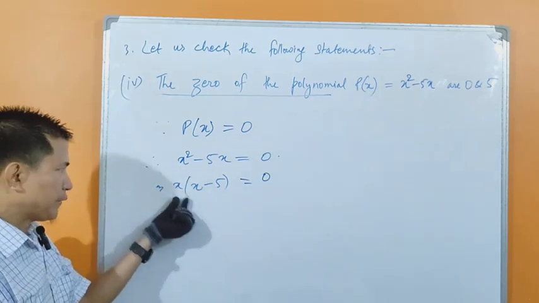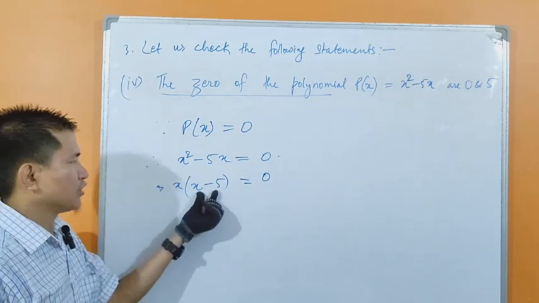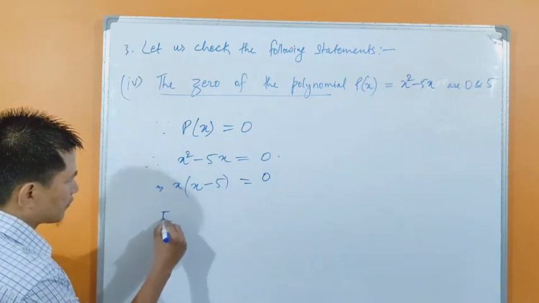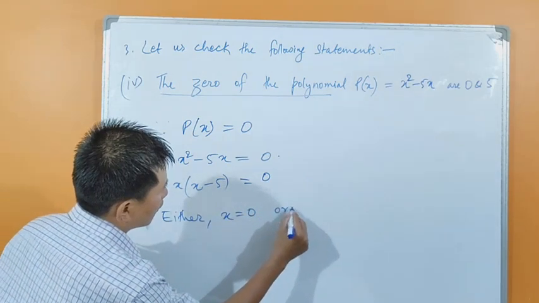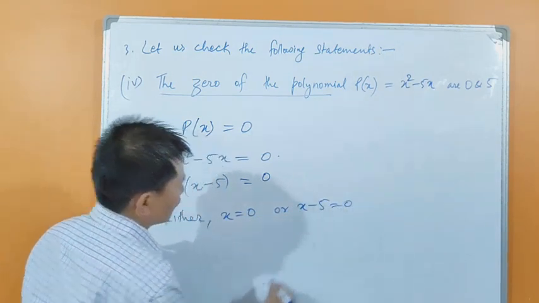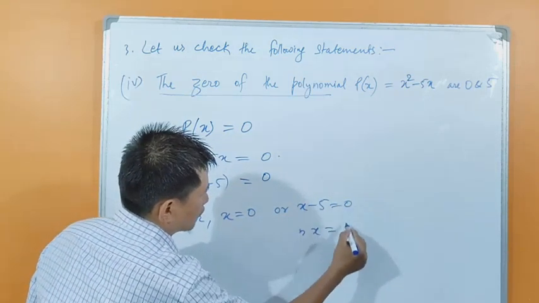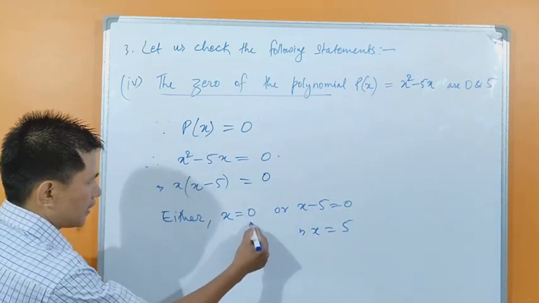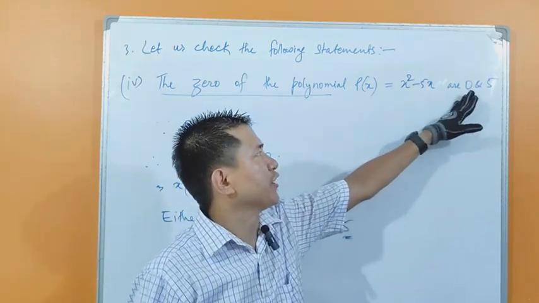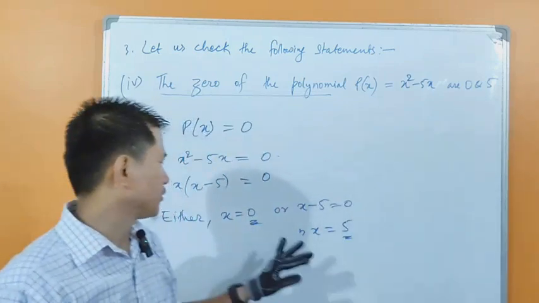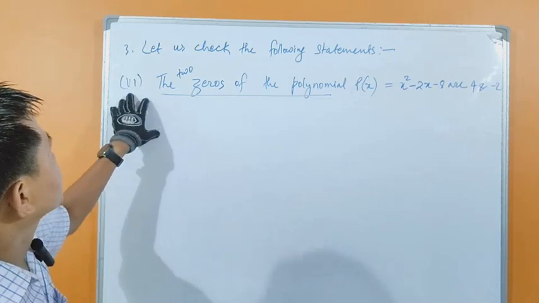This means the multiplication of these two numbers equal to 0, means either this number should be equal to 0 or this number should be equal to 0. Either x should be equal to 0 or x minus 5 should be equal to 0. Or if x minus 5 equal to 0, x equal to minus 5 when taken to the right hand side becomes plus 5. That is x is 0 or x is 5. There are two conditions. So we were asked to verify that 0 of the polynomial is 0 and 5. So we got 0 and 5. This is verified.